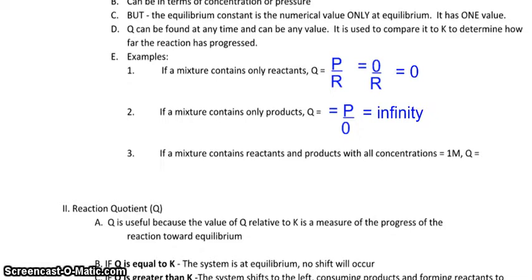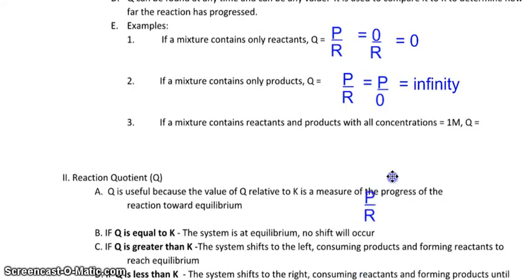So what if the mixture has all concentrations equal to 1? You figure it out. Well, hopefully you figured out that once again Q equals products over reactants, and if everything is equal to 1 molar, then Q is equal to 1. Now, not knowing what K is, I don't know in this case, in example number 3, if Q is equal to 1, whether it is greater than K or less than K. We don't know that. We just plugged in some numbers.